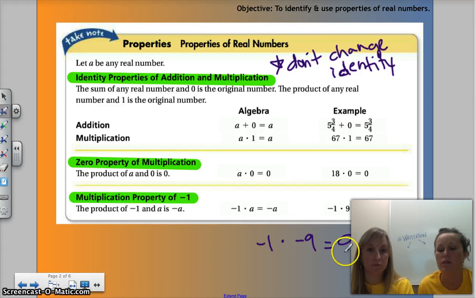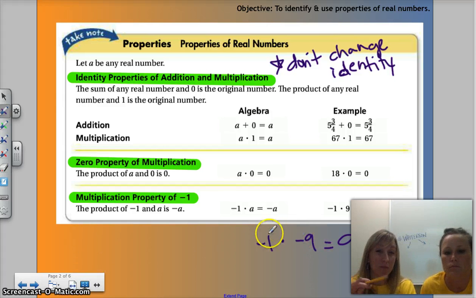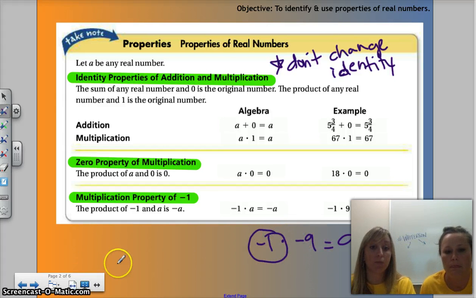And I know you guys know that from 7th grade. Negative times a negative equals a positive. So just know, guys, that still applies to this rule. You're still multiplying by a -1, and you're just making the answer the opposite. Got it? All right, moving on.